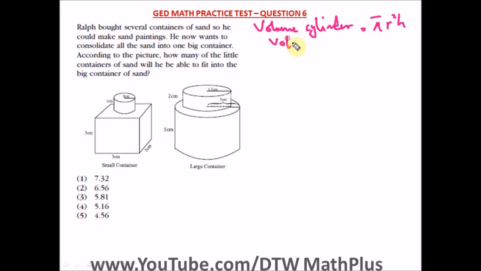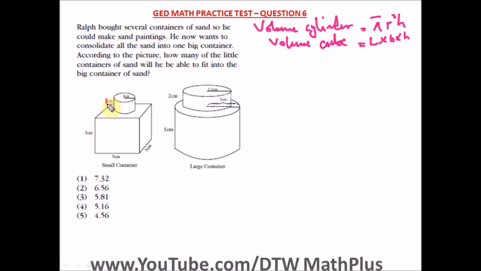What is the volume of a cube? The volume of a cube is simply you multiply the three sides, which is L cubed. The length, the breadth, and the height are equal. So it's just L times B times H, which is L cubed, because the length, the breadth, and the height are equal. All right, so let's find the volume of the small container. All right, so here I think, okay, yes, this is one.